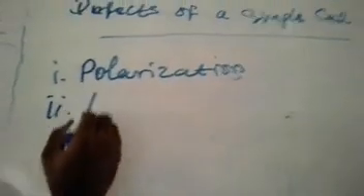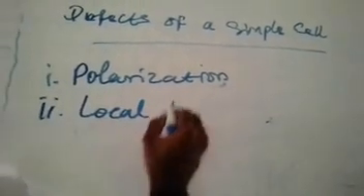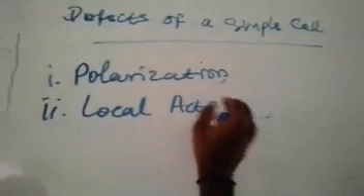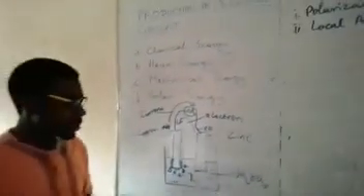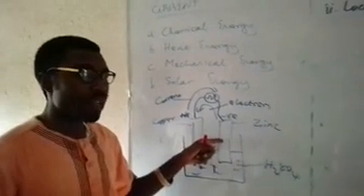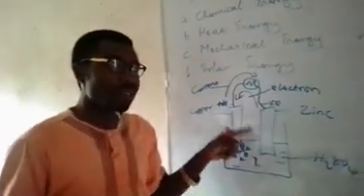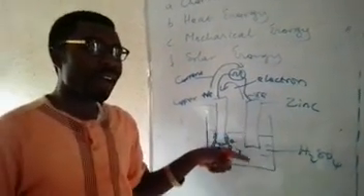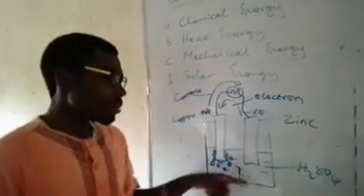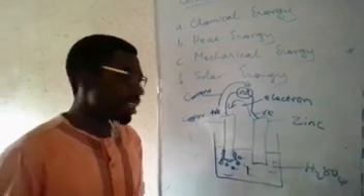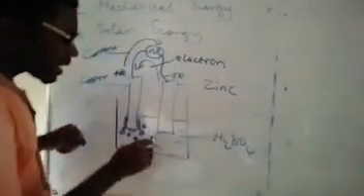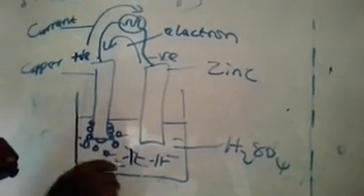Another defect of a simple cell is what we call local action. What do you mean by local action? Now, a zinc electrode contains impurities, and these impurities react with the acid. Impurities like iron and carbon will react with the acid. And when it happens, it will form tiny cells inside the circuit.